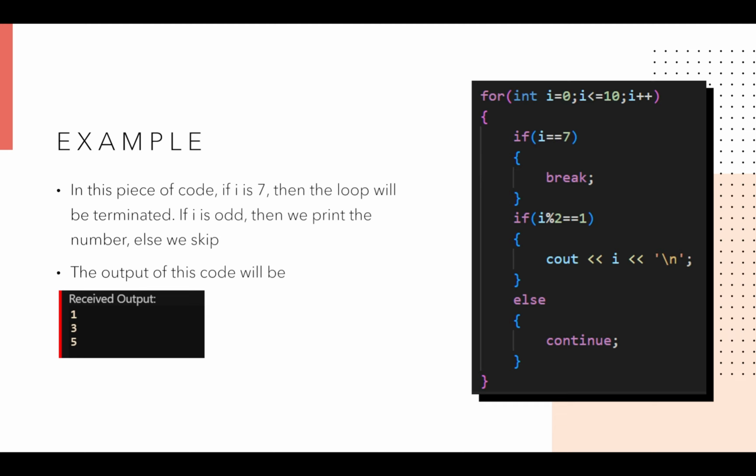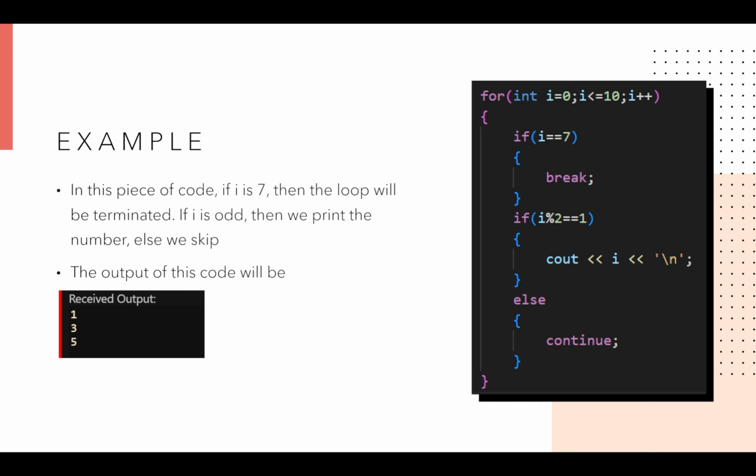As you can see here, I have this block of code. In this piece of code, if i is 7, then the loop will be terminated. You can see there. And then I have another: if i is odd, then we print the number, else we skip. So if the number is even, we skip. The output of this code will be 135.